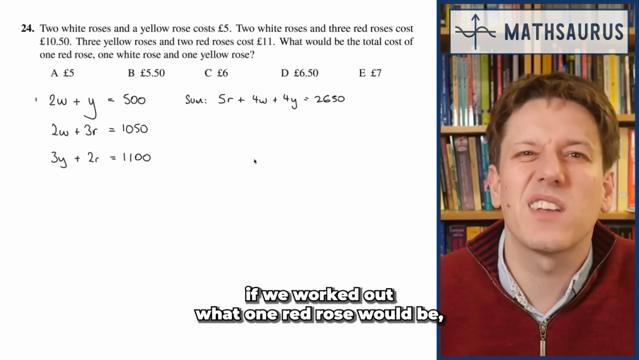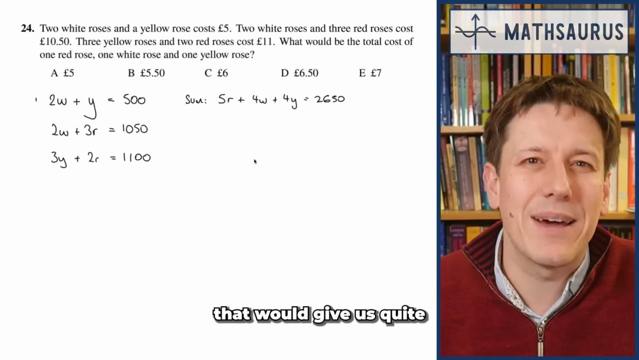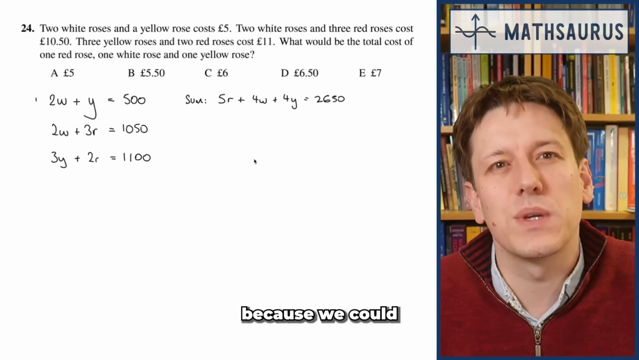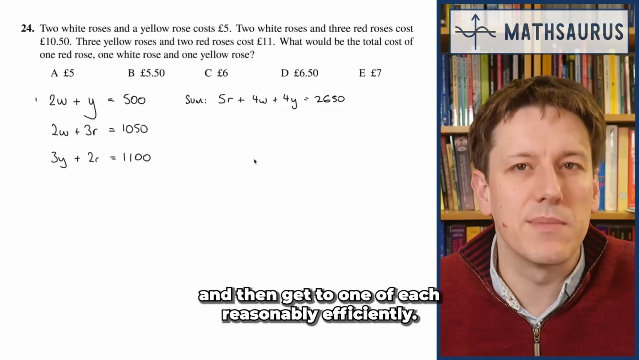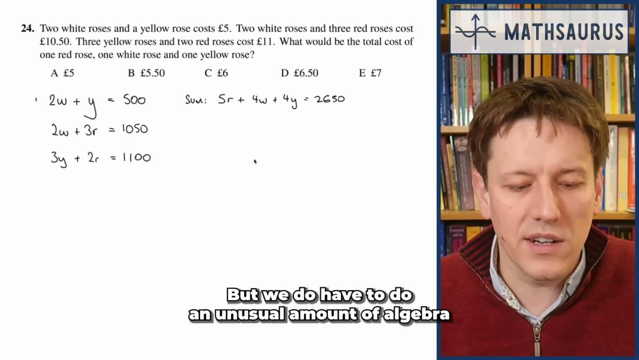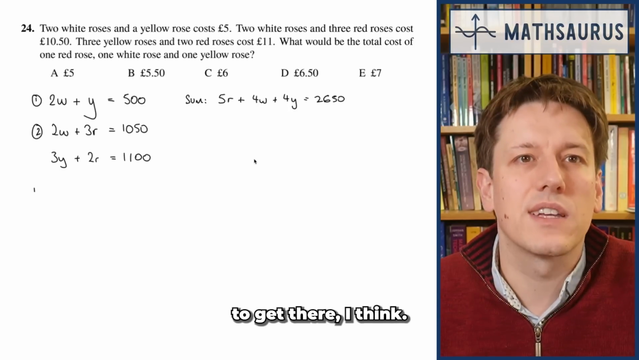but we can at least see that if we worked out what 1 red rose would be, that would give us quite an efficient way of doing this, because we could then see what 4 of each costs and then get to 1 of each reasonably efficiently. But we do have to do an unusual amount of algebra to get there, I think.